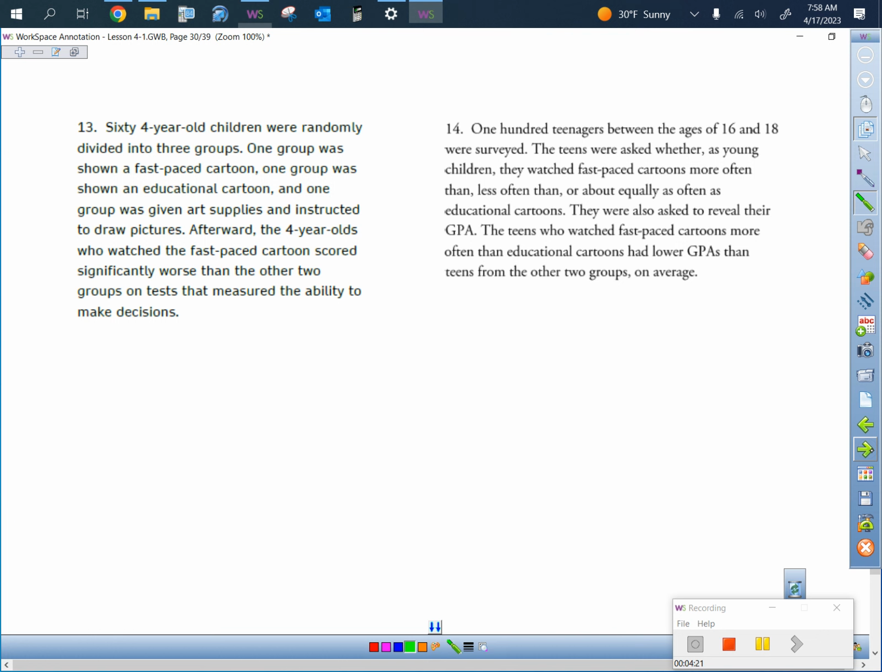So let's read the next one. 60 4-year-old children were randomly divided into 3 groups. One group was shown a fast-paced cartoon. One group was shown an educational cartoon, and the other group was given art supplies and instructed to draw pictures. Let's just stop right there. 3 groups. Did they treat them all the same, or did they treat them differently? Didn't they treat them differently, right? Totally treated them differently. So then they figured out something happened. They want to know, was that an observational study or an experiment? That's an experiment, because they treated them differently.